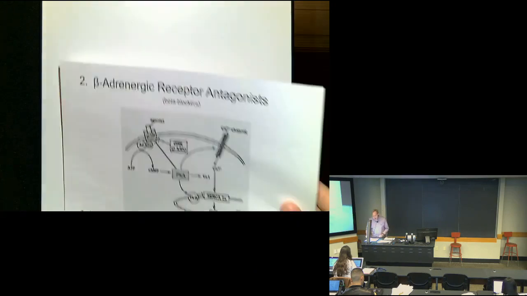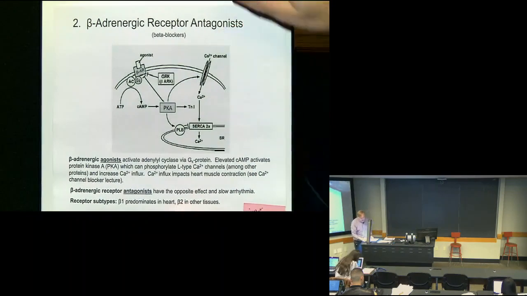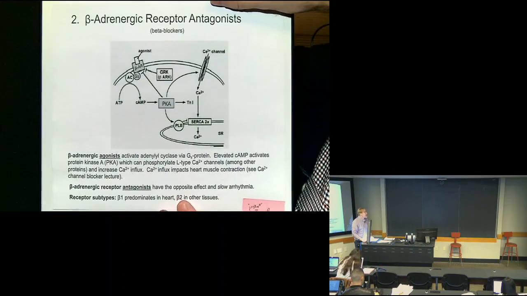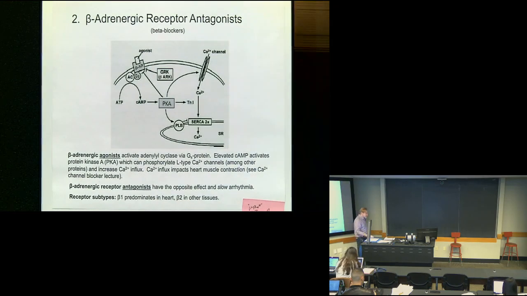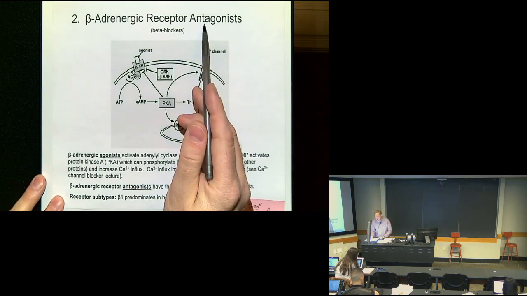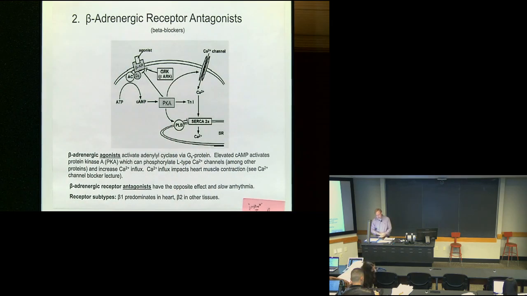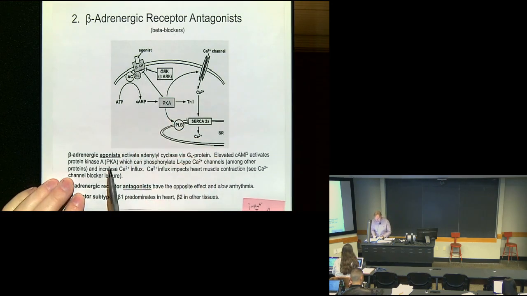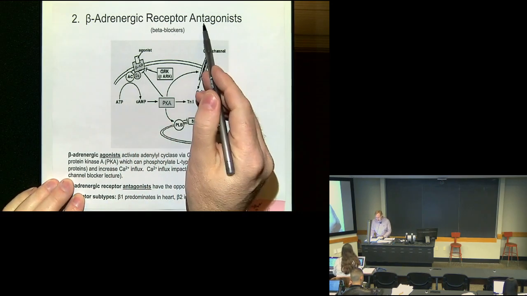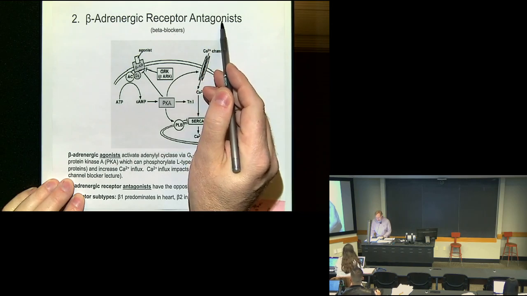How about class 2? Beta adrenergic receptor antagonists. These are called beta blockers, and if we unpack what we mean by blocker, it just means they're acting as antagonists at that beta adrenergic receptor. So what normally happens at that receptor? First, let's look at agonists, compounds that increase the activity downstream of that receptor. These aren't the therapeutics in this class; we're going to look at antagonists.